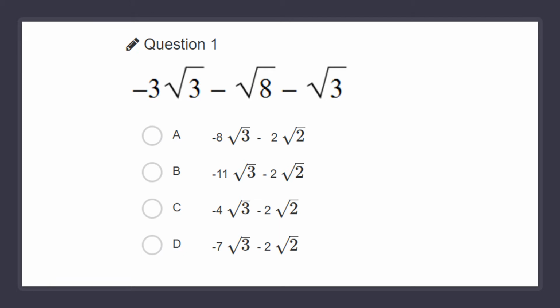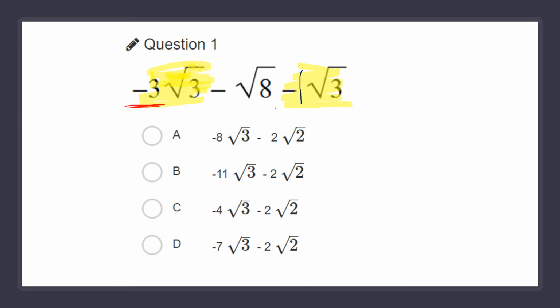For question 1, we're looking to simplify -3 root 3 minus root 8 minus root 3. Remember that with addition and subtraction of radicals, you must have like radicands. So if you're looking at what you have currently, you do have like radicands with the -3 root 3 and the negative root 3. Remember that there is this invisible 1 sitting in front of that square root when you don't see it. So when you combine them, you're going to follow what the signs tell you to do.